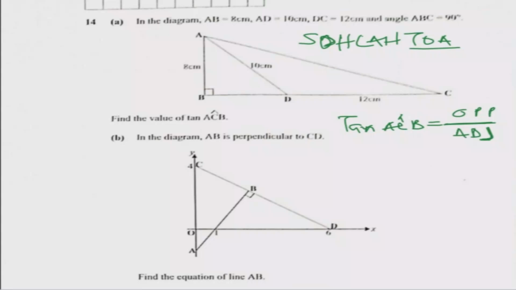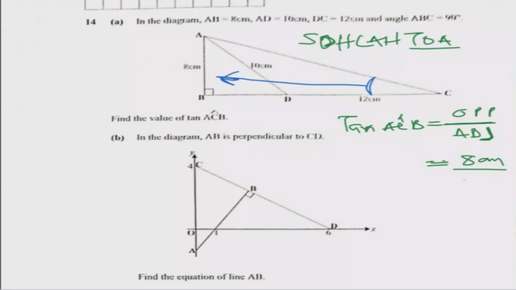Okay, so for us to find the opposite and adjacent, first we need to identify the angle in question. So we know that the angle in question, which is ACB, that means this is the angle. First, let's look at the opposite. So the opposite of this angle is this one. So the opposite is 8 centimeter. So where there is opposite, we write 8 centimeter over adjacent.